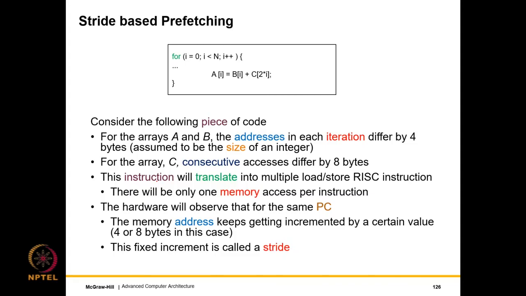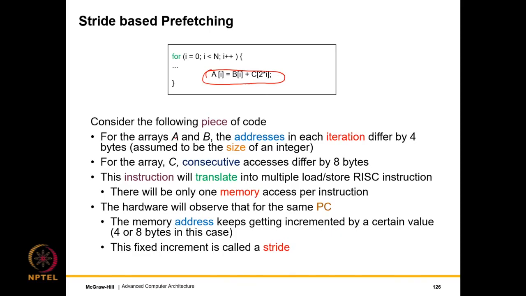So let us look at the simplest possible prefetching scheme, which is stride based prefetching. This is a typical example of a for loop and an array access. So if we consider arrays A and B, the addresses in each iteration differ by 4 bytes, where the assumption is that the size of an integer is 4 bytes. But if we consider array C, consecutive accesses differ by 8 bytes, right? Because it's 2 into I.